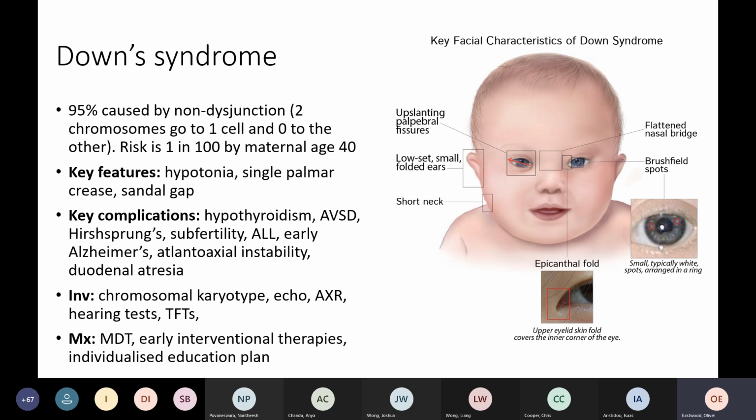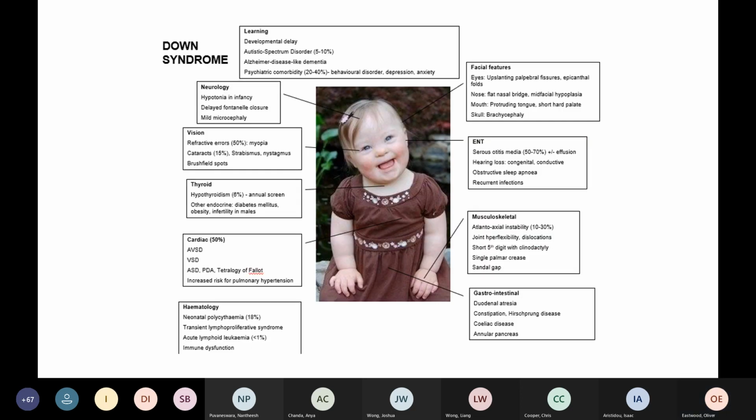You also get this thing called atlantoaxial instability. I think I mentioned this last year in an anesthetics talk, but Down syndrome and also rheumatoid arthritis can predispose you to it. And this can be dangerous for a few things. If they want to do, say, contact sports, they can cause real damage in their neck. It can also provide difficulties in intubation and ventilation. So you would want to do an X-ray of their cervical spine before any procedure is done.